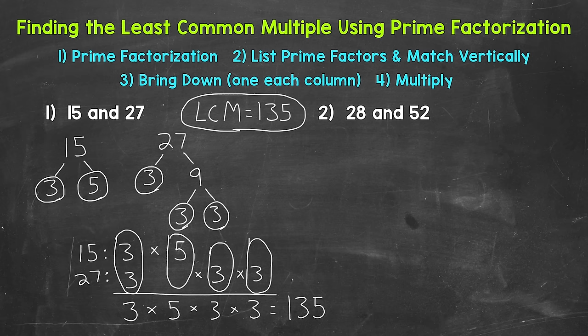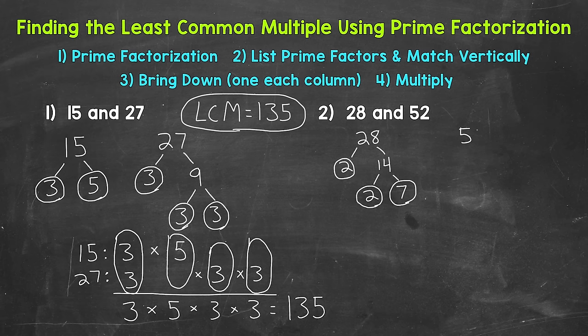Let's start with the prime factorization of 28. Now 2 times 14 equals 28, so let's start with those factors. 2 is prime, so we are done there. 14 we can break down. 2 times 7 equals 14, so 2 and 7 are factors of 14. 2 is prime, so we are done there. And 7 is prime as well, so we are done there. And that's the prime factorization of 28. We can't break that down any further.